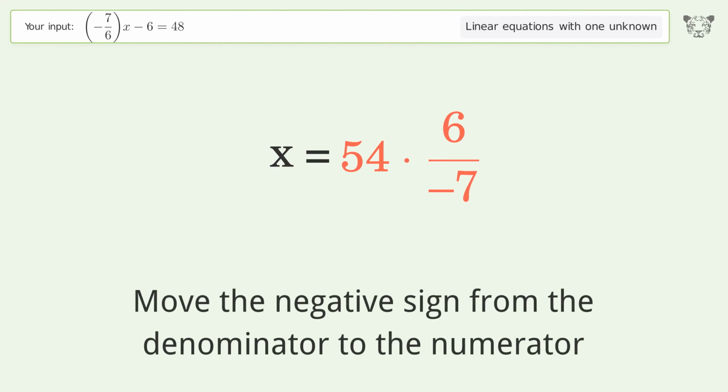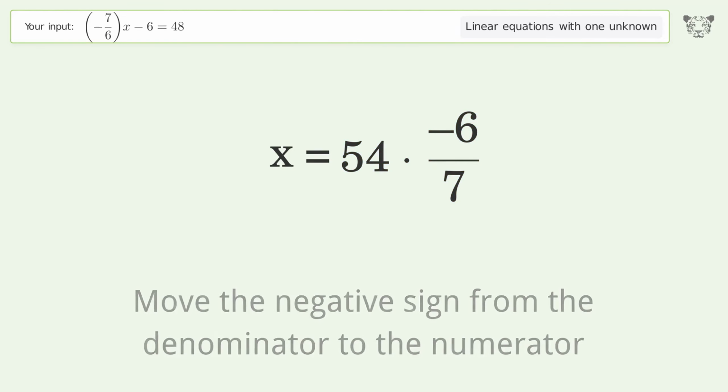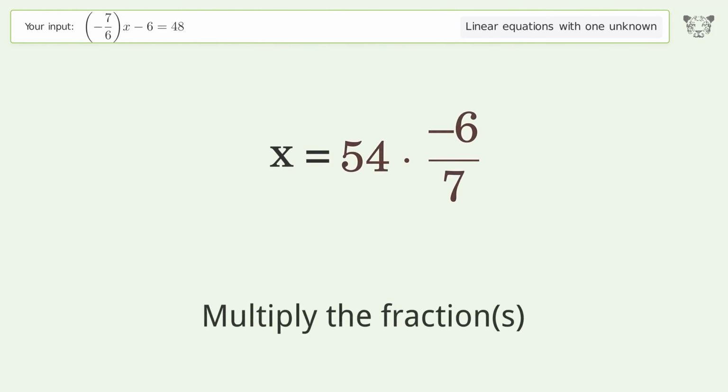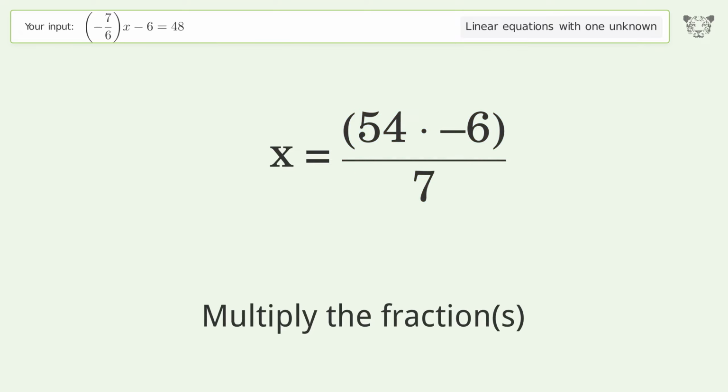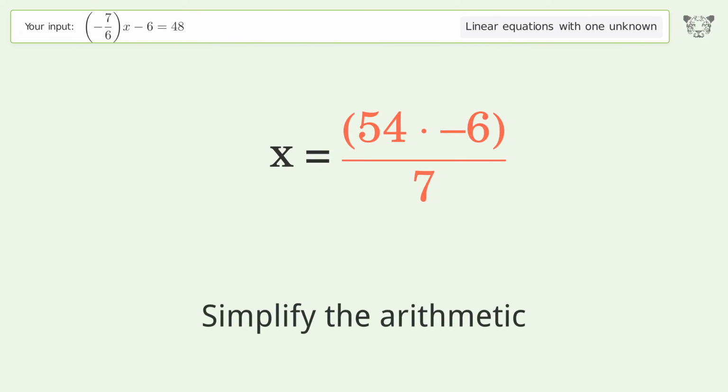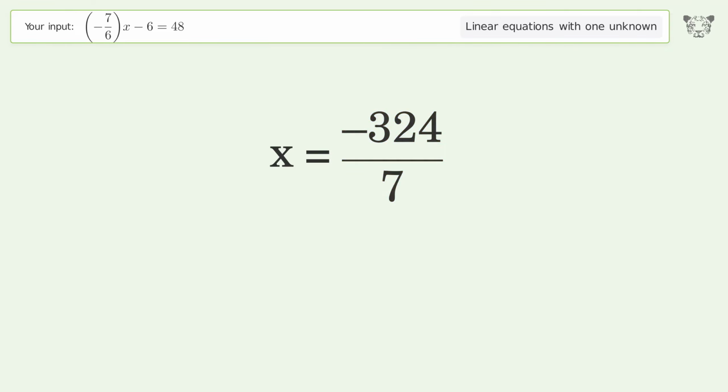Move the negative sign from the denominator to the numerator. Multiply the fractions. Simplify the arithmetic. And so the final result is x equals negative 324/7.